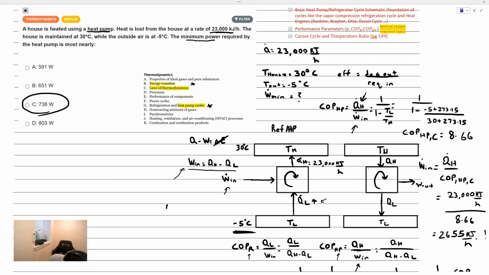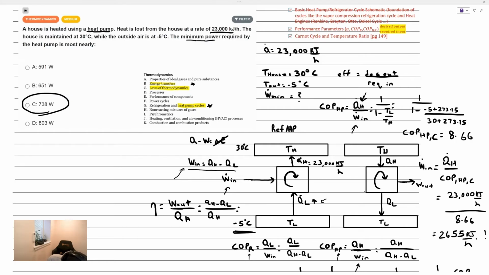And the performance parameter associated with the heat engine is this eta term. The desired output for our heat engine is to maximize that amount of work output. What's the required input? The required input is the heat from the high temperature source. Okay, and for the Carnot, you can see that the work output is essentially equal to the difference between QH and QL, QH minus QL, divided by QH.